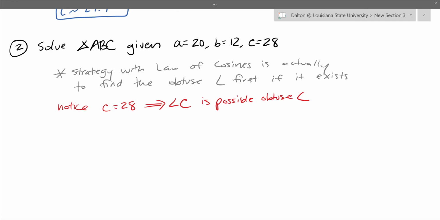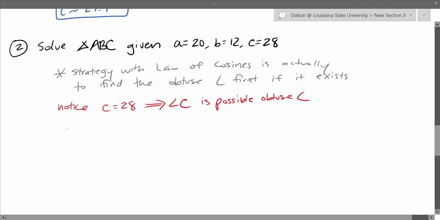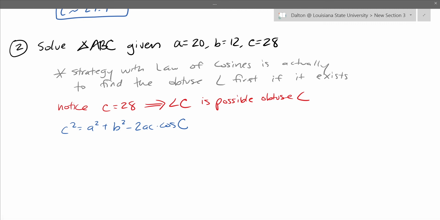So we're going to choose the one that starts off with C squared is equal to A squared plus B squared minus 2AB times the cosine of C. And hopefully we'll figure out if C is obtuse or not. Not that it changes anything else about the problem, but it's the reason that you find it first.